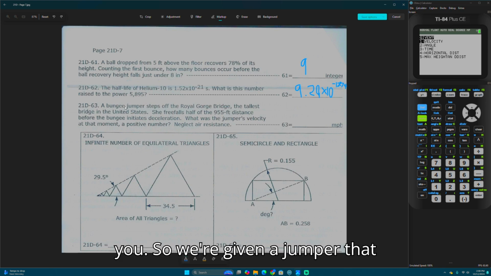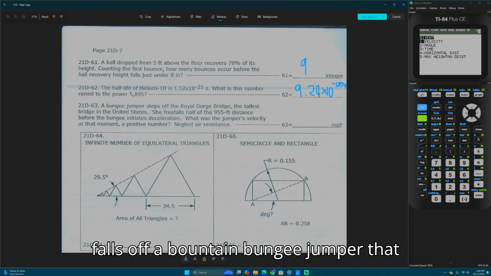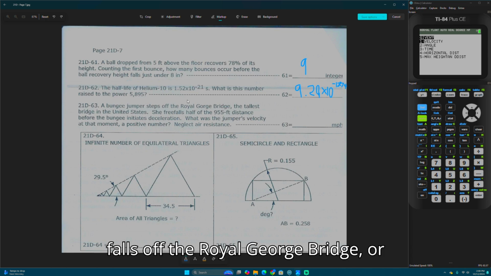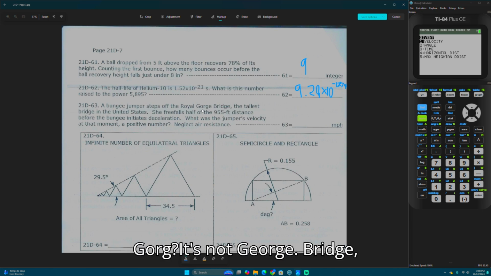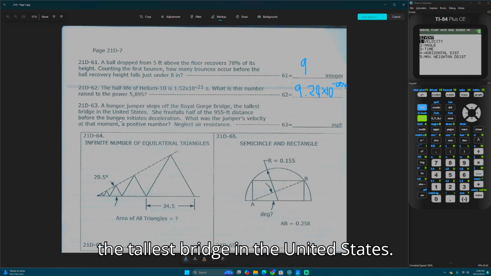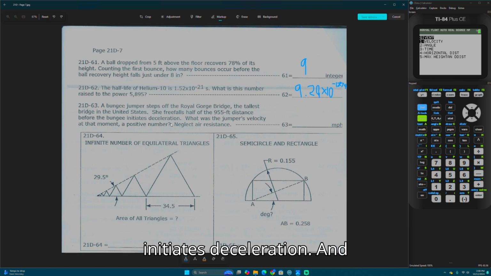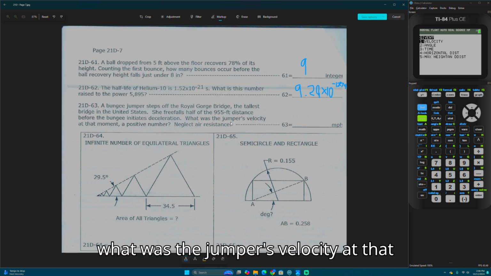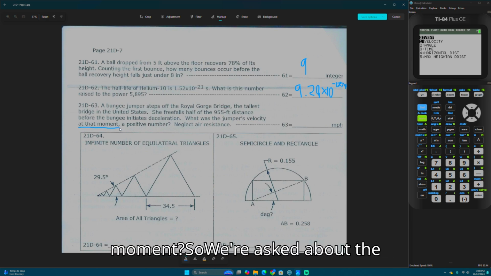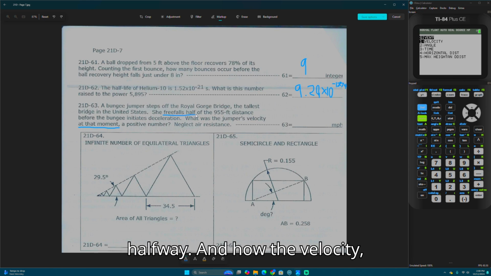So we're given a bungee jumper that falls off the Royal Gorge Bridge, or Gorge? It's not George. Bridge, the tallest bridge in the United States. So she free falls half of it before it initiates deceleration. And what was the jumper's velocity at that moment? So we're asked about the moment halfway from this distance. So it's not the total distance, it's halfway.